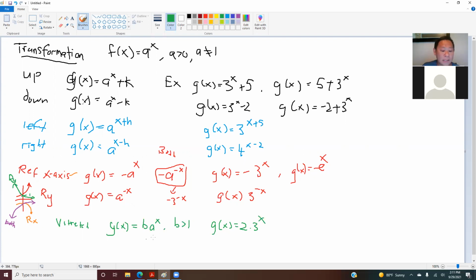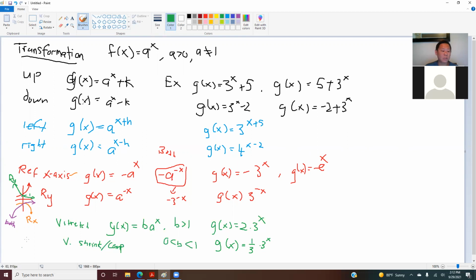Okay. What happens if your b is between 0 and 1? Then we don't have a vertical stretch. We will have a vertical shrink, or sometimes your book uses vertical compress. That only happens if your b is between 0 and 1, like a fraction, like 1/3 times 3x. If your b is multiplied by the exponent and is a fraction like 1/2, 1/3, 0.3, 0.2, between 0 and 1, we will have a vertical shrink.